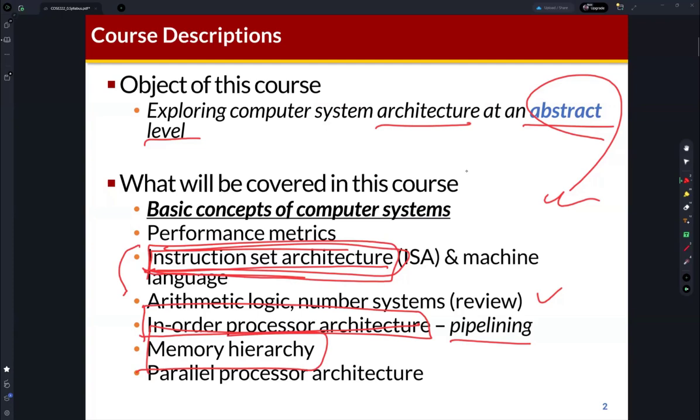And memory hierarchy. Memory is so important in computer systems. Why? What is a computer? A computer is a machine that processes data. It's just a definition of a computer system. A computer can manipulate, that is, process our data. But this data is in the memory.